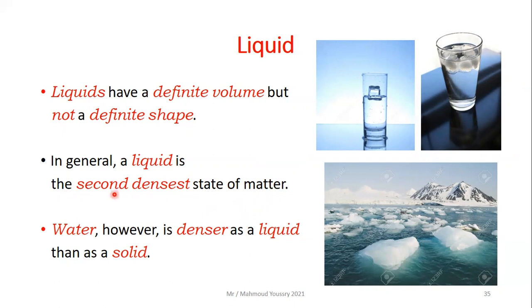So what is the first, the densest state of matter? It was solid. Excellent. Water, however, is denser as a liquid than as a solid. Do you mean the solid water has less density than the liquid water? Yes, for sure. During summer, when you have your juice or water and you want to make it cooler, you put some ice cubes inside. Have you noticed that the ice cubes float on the surface of the water? Do you remember floating and buoyancy? So why does the ice float? Because it has less density than the water, like these ones in the ocean.